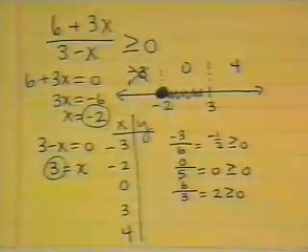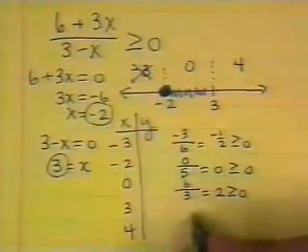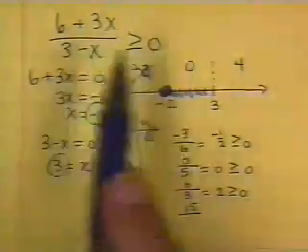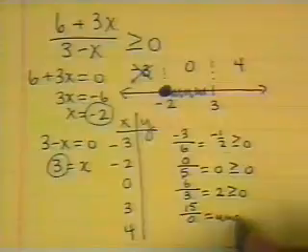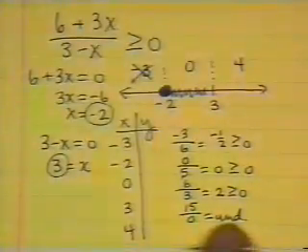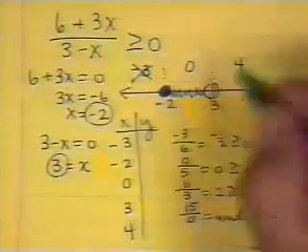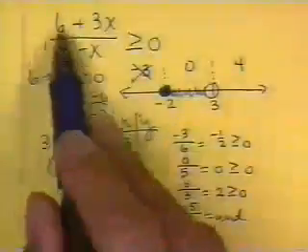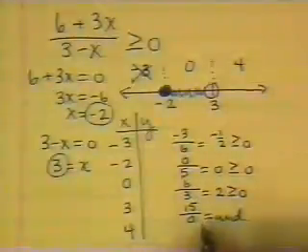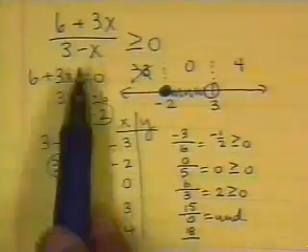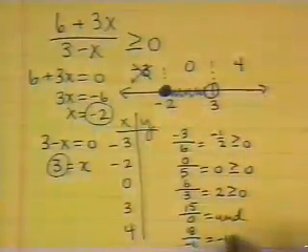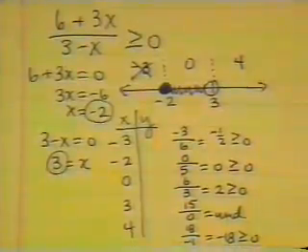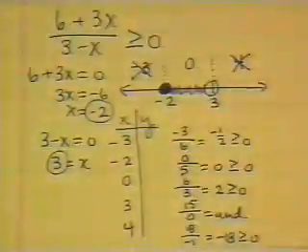In testing our next critical point, 3. 6 plus 3 times 3, that's 15. 3 minus 3, that's 0. Okay, this number is undefined, so it doesn't matter if it's true or false. Because it's undefined, it's definitely going to be a false. And we'll test the 4. 6 plus 3 times 4, that's 6 plus 12, or 18. And 3 minus 4, that's negative 1. Negative 18, is that greater than or equal to 0? True or false? That is false. So no shading for this region either.